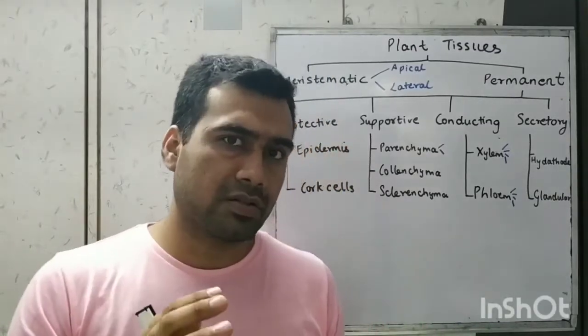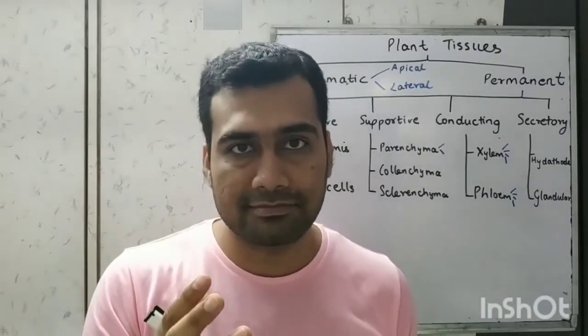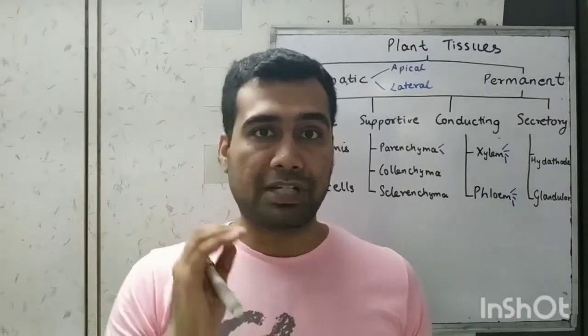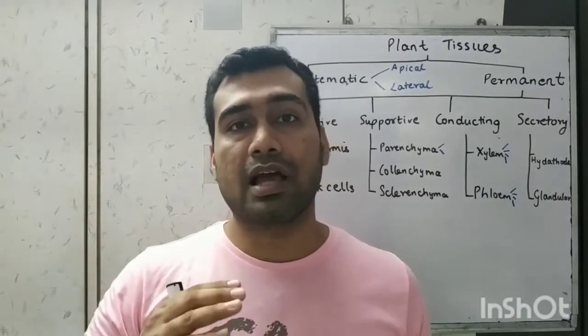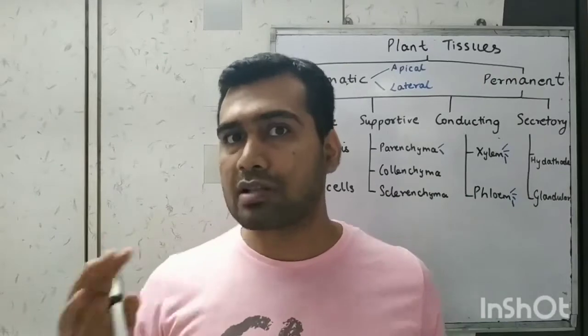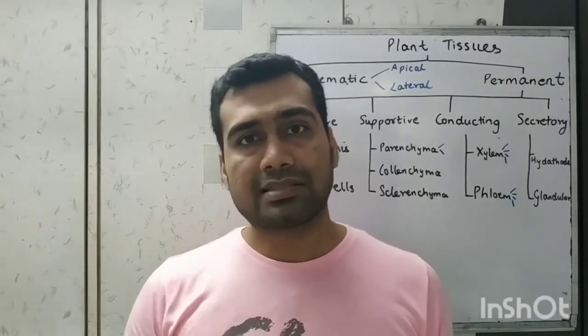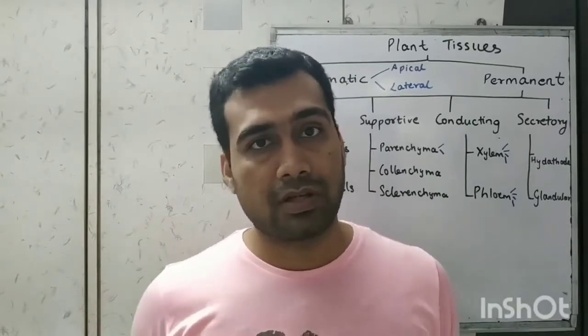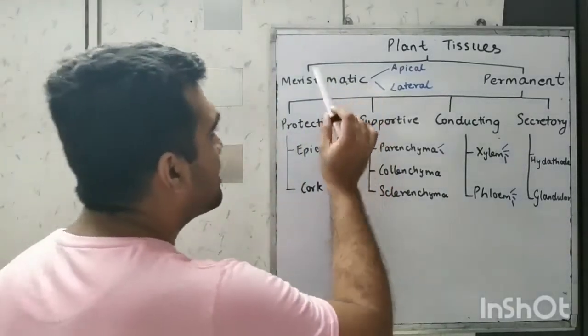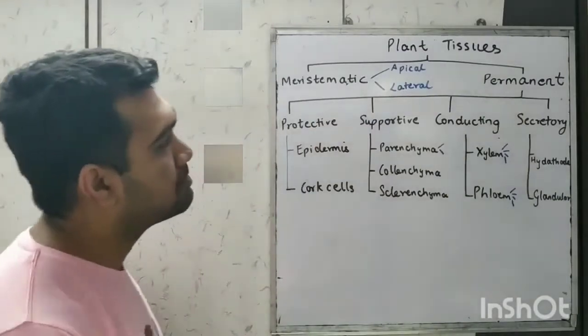Tissues work together and they form an organ. Various organs which perform a particular bodily function is called an organ system. And all the organ systems together form an organism. Let's study about plant tissues. Plant tissues are broadly classified into meristematic and permanent tissues.